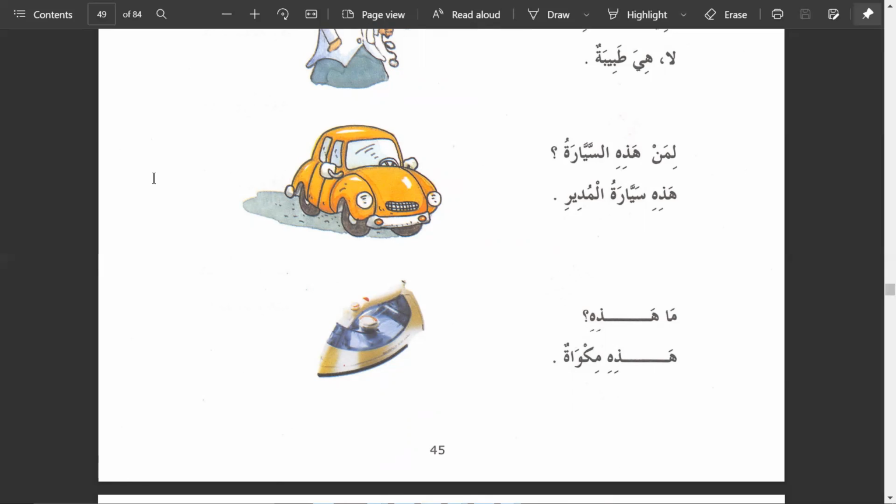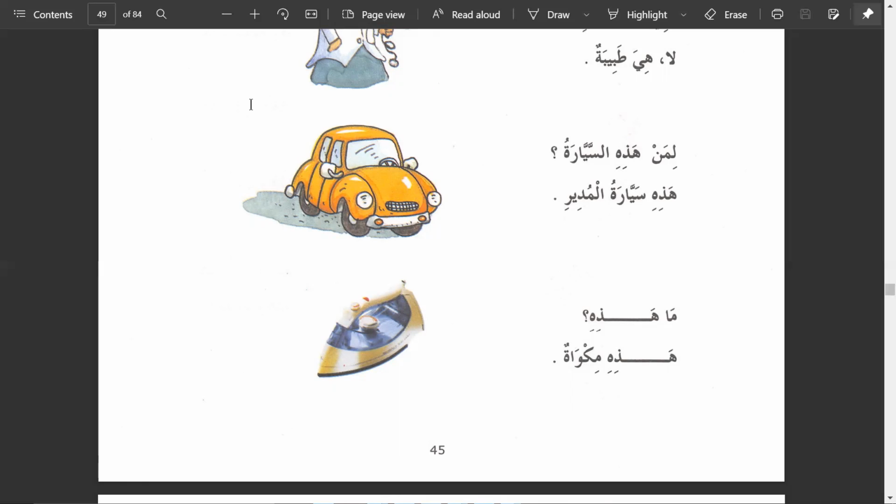Liman hadhihi sayyaratu. Li is with which type of word? You can see man. Man means who. And li is which type of word? Harf jar. Yes, excellent. Harf jar.